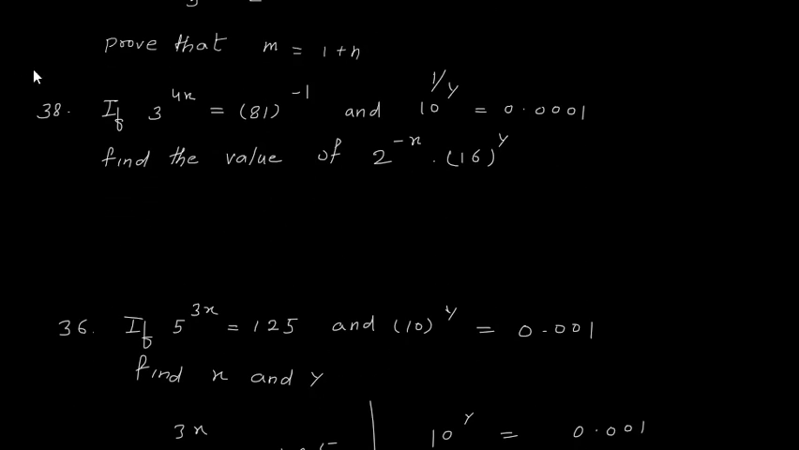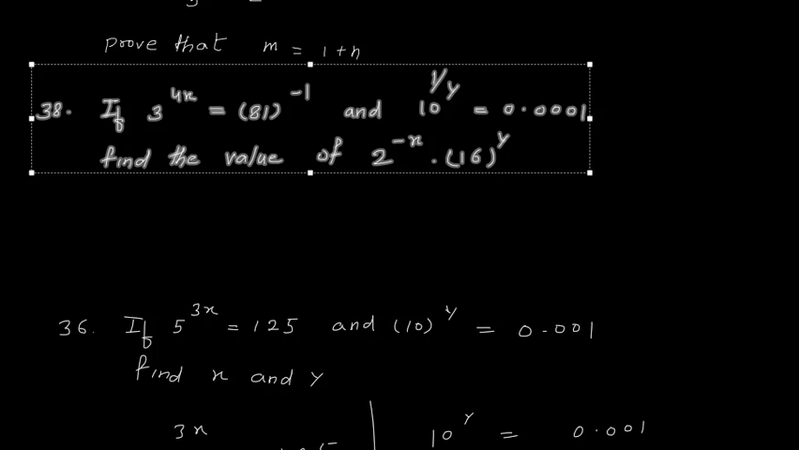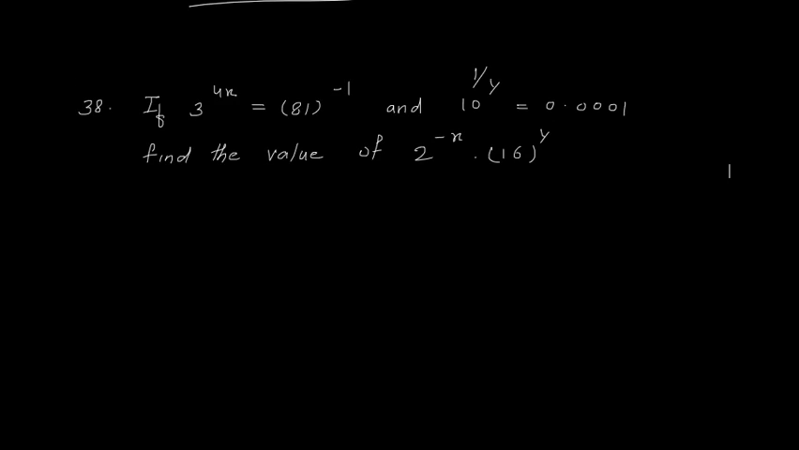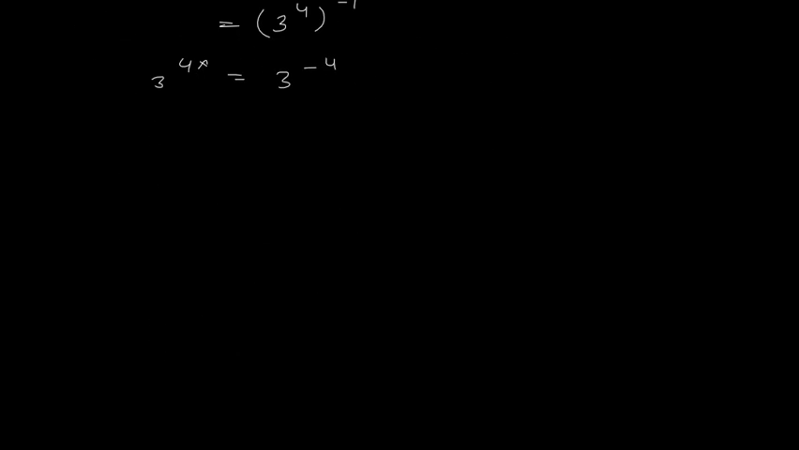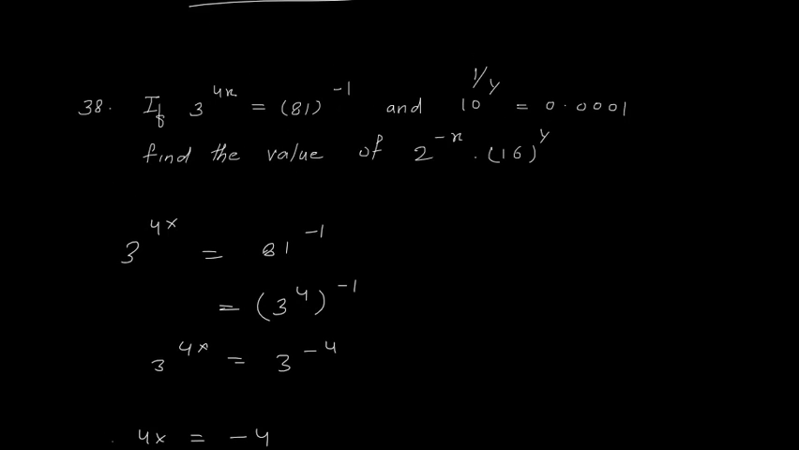One more question we will take, question number 38. I will consider this as the last question for today. 3 power 4x is equal to 81 power minus 1. Now this 81 can be written as 3 power 4. So this is 3 power minus 4, and here it is 3 power 4x. When we compare, we get 4x is equal to minus 4. Therefore x is equal to minus 1. So the value of x is minus 1.